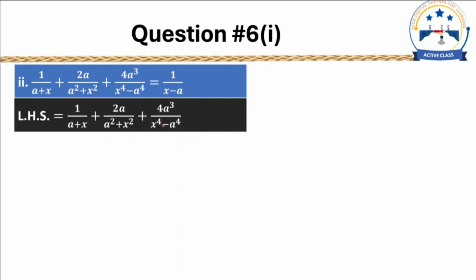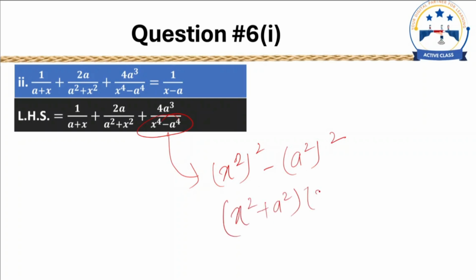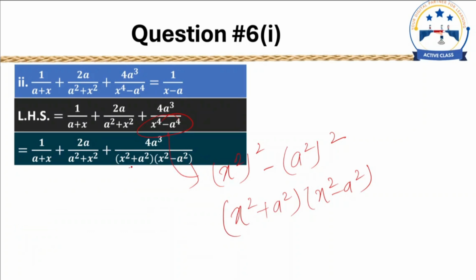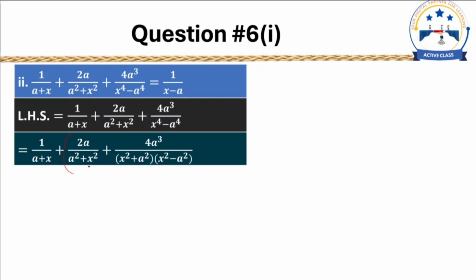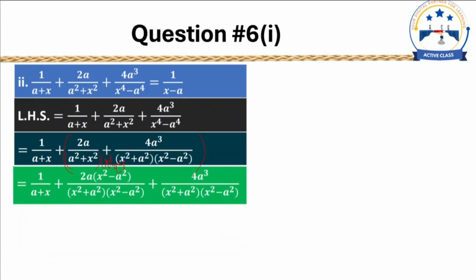Let's do that. x power 4 minus a power 4 can be factorized as x power 4 is x square whole square, a power 4 is a square whole square. So a square minus b square, you can write x square plus a square times x square minus a square, okay? Let's write that. See, x square plus a square, x square minus a square. Since we are working with the last two fractions, we make them like. Look here, I multiply 2a with x square minus a square, likewise the denominator with x square minus a square.